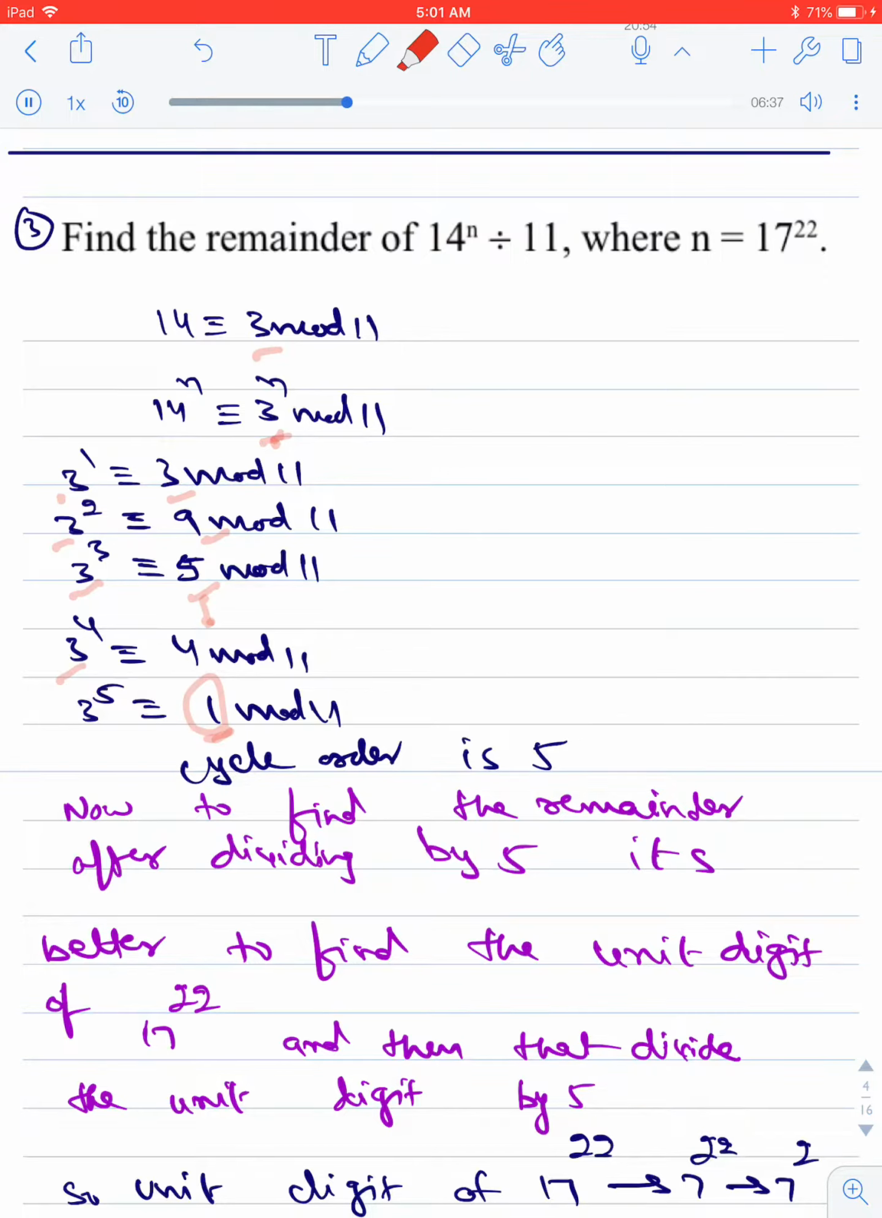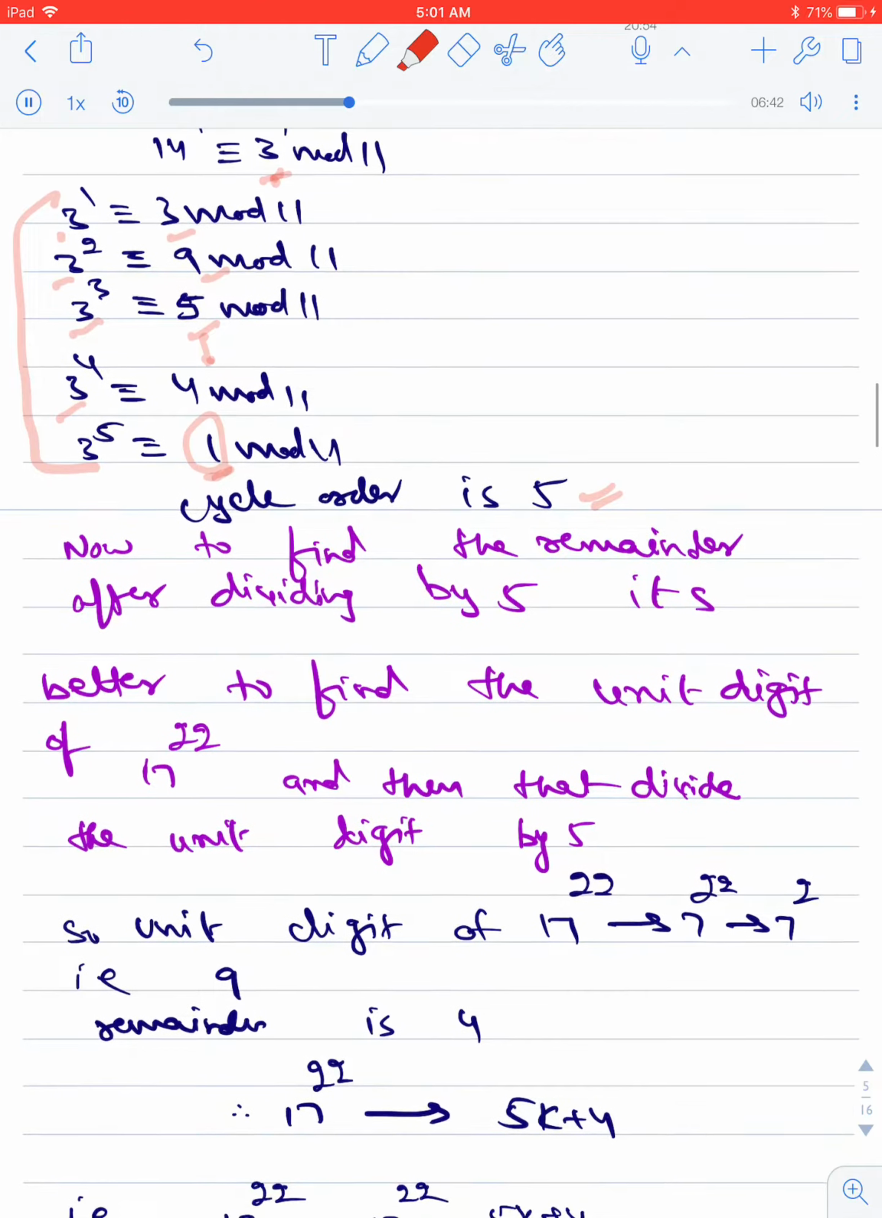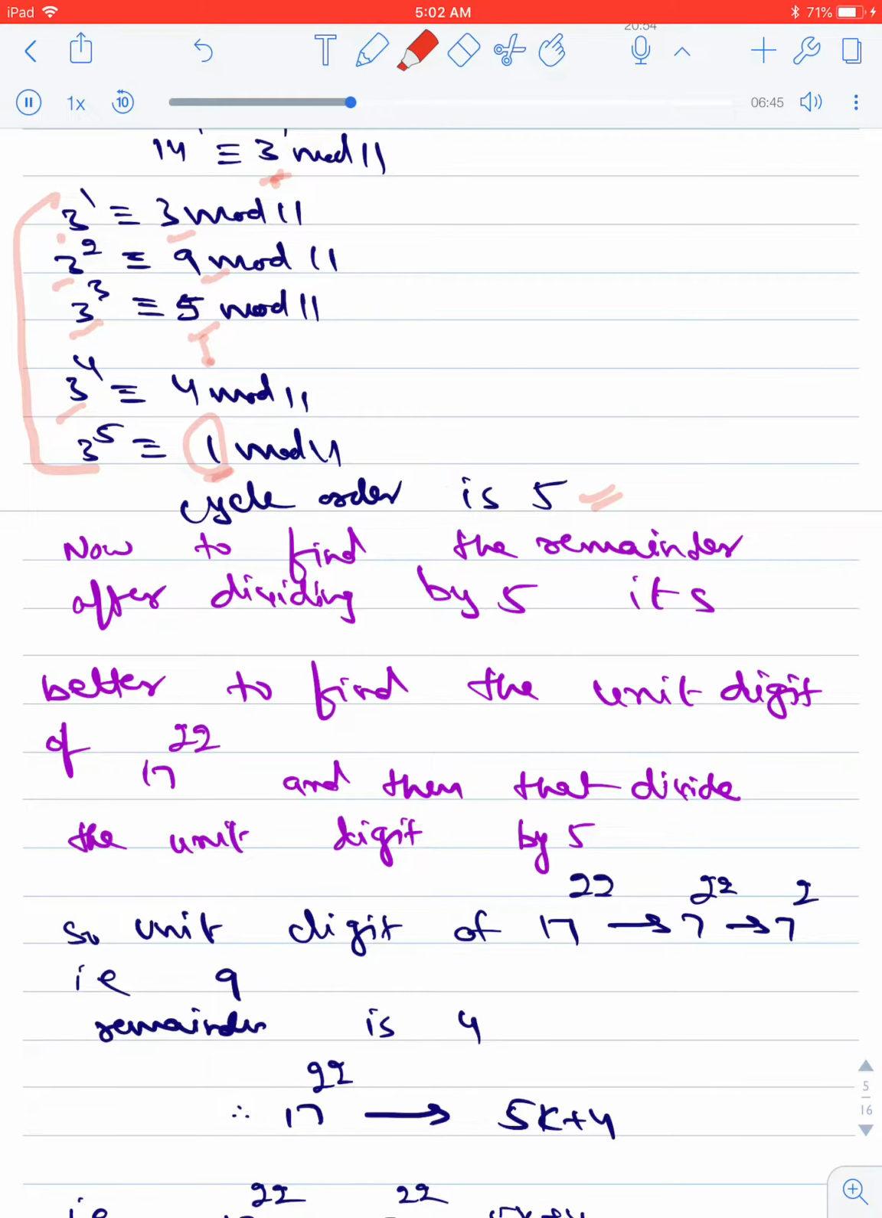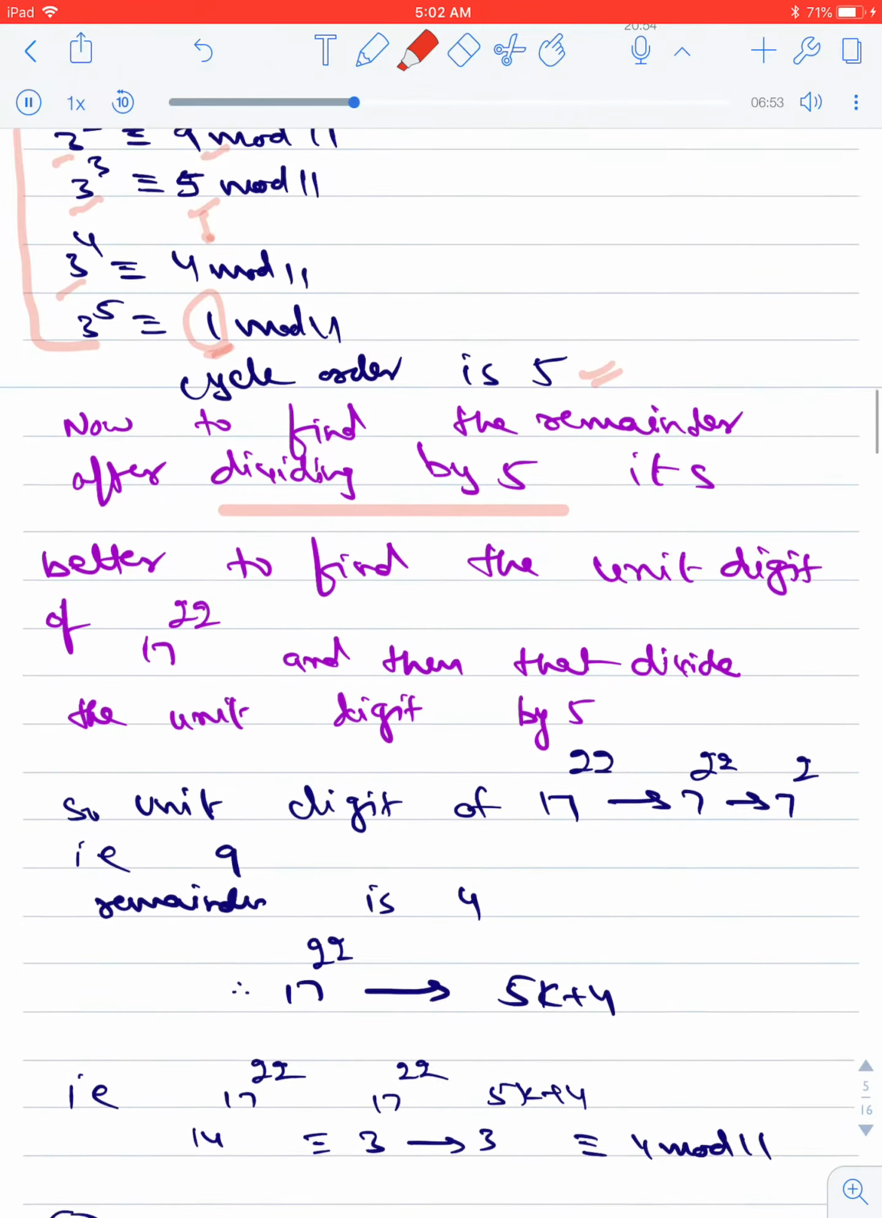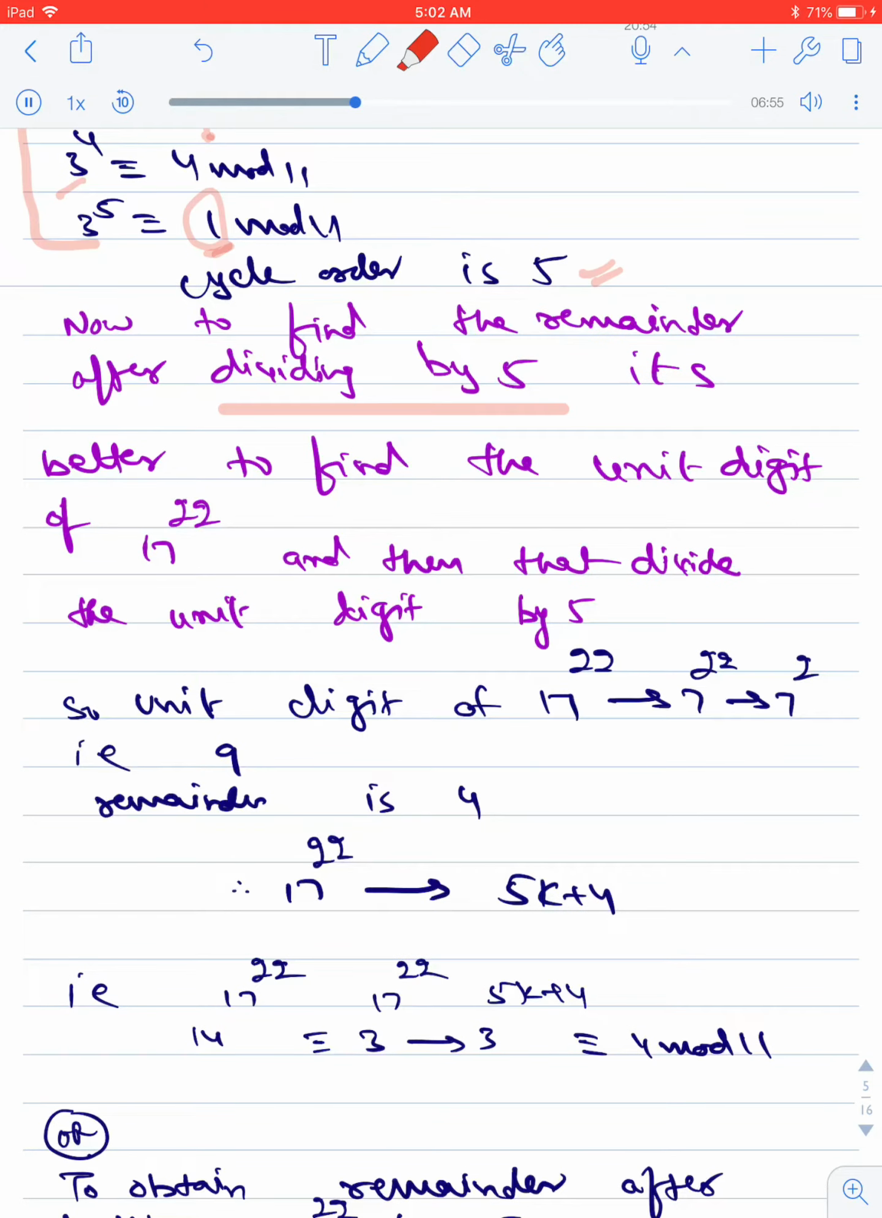Therefore the order is 5, because after getting the 1 we get the same pattern again. Now here the order is 5. So now our aim is to find the remainder after dividing by 5. Now I have a suggestion here. It's better to find the unit digit of 17 raised to 22 and then divide that unit digit by 5. For example, if we get the unit digit as 1, 2, 3 or 4, then the same is the remainder. If we get 5, then the remainder is 0.